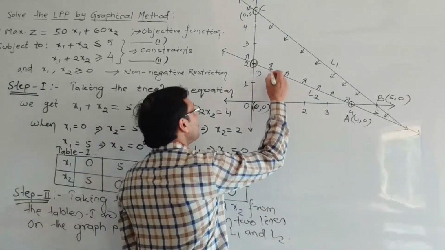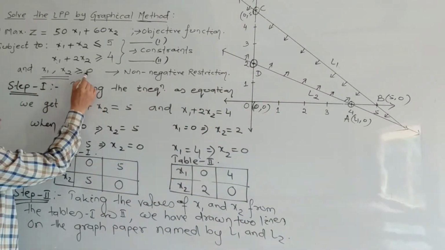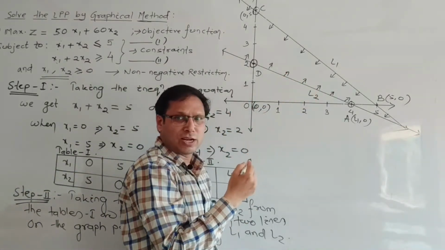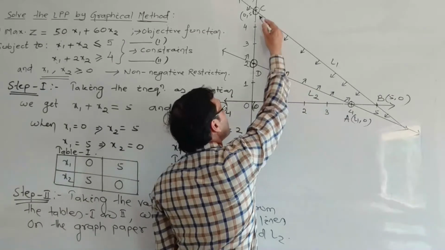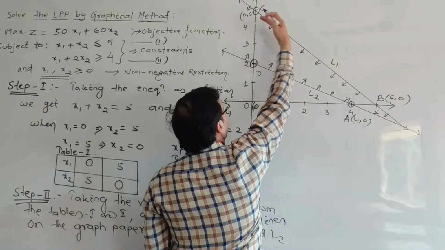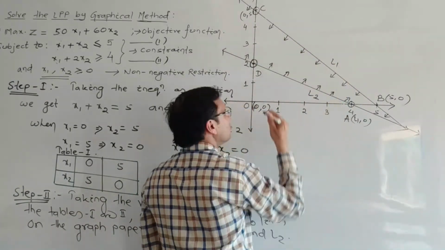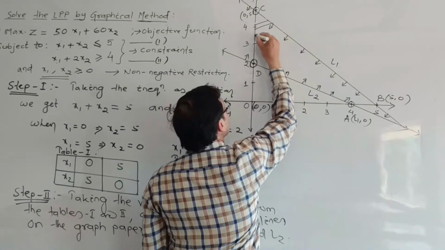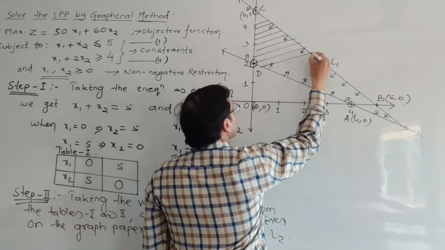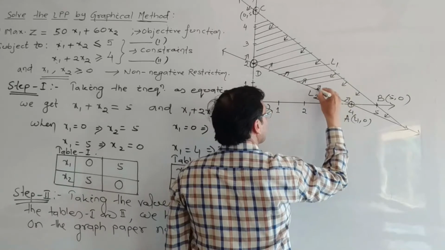Okay. Now again, given the non-negative restriction, x1 and x2 greater than or equal to 0 means x1 is greater than 0 and x2 is greater than 0. That means the solution region or feasible region lies in the first quadrant. So in the first quadrant, downward to the line L1 and upward to the line L2. That means you have to shade this region.